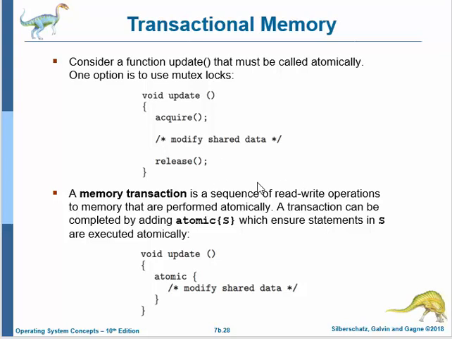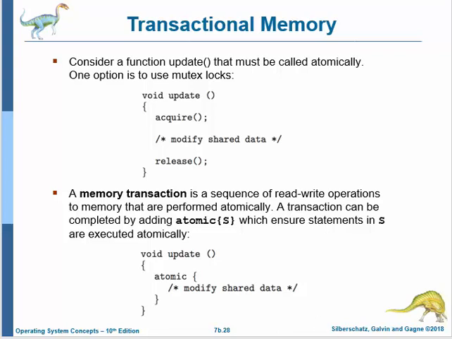Traditionally, this function would be written using mutex locks or semaphores. So we use the acquire function and then the release function. However, using synchronization mechanisms such as mutex locks and semaphores involves many potential problems, including deadlock. And as the number of threads increases, traditional locking doesn't scale as well because the level of contention among threads for lock ownership becomes very high.